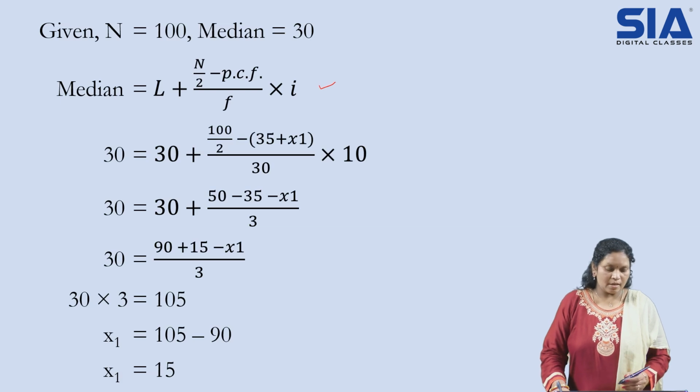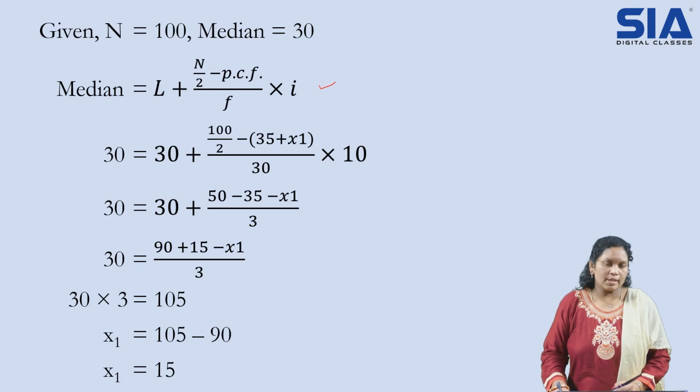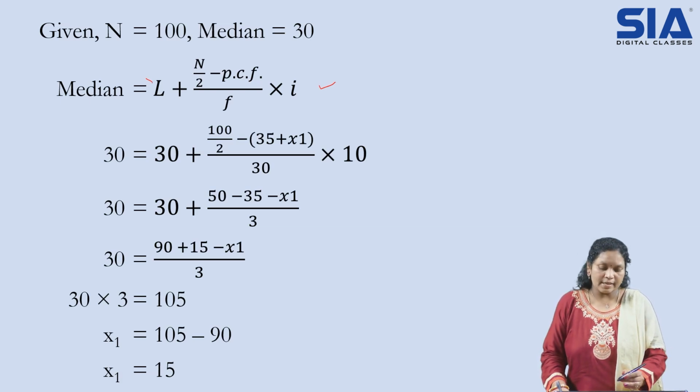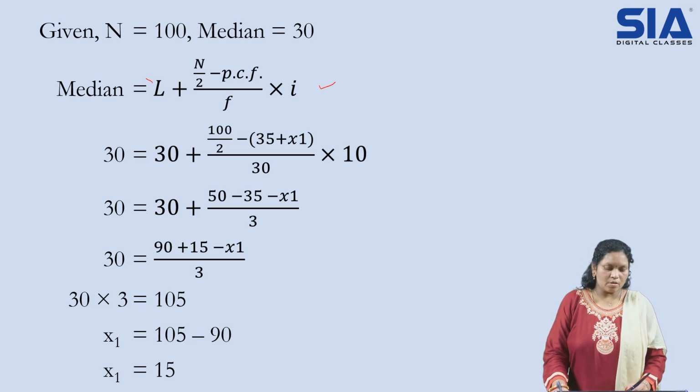To get these values, first we do n by 2, right? After doing n by 2, we get the median class. Based on that, we identify all of the values. L is the lower limit of the median class. PCF is the preceding cumulative frequency. f is the frequency of the median class. i is the class interval of the median class, where you subtract the lower limit from the upper limit. So this is how we have done earlier for continuous data to obtain the median. This is all we have done.